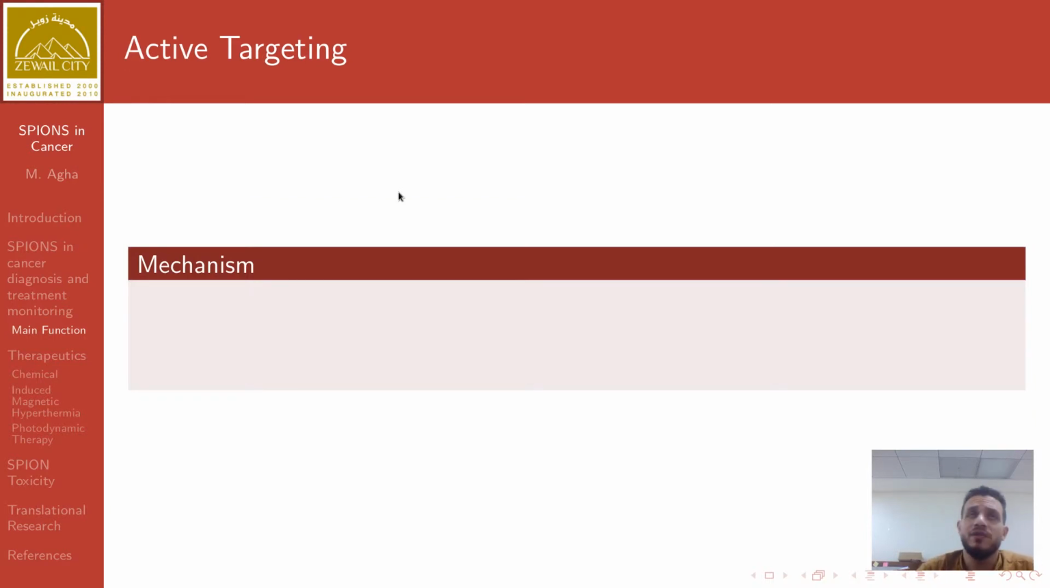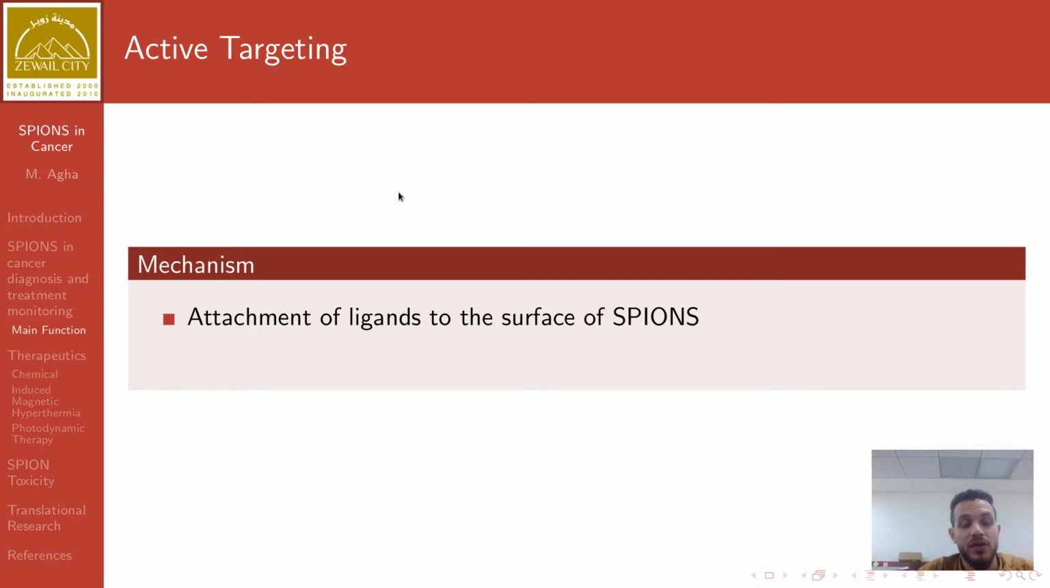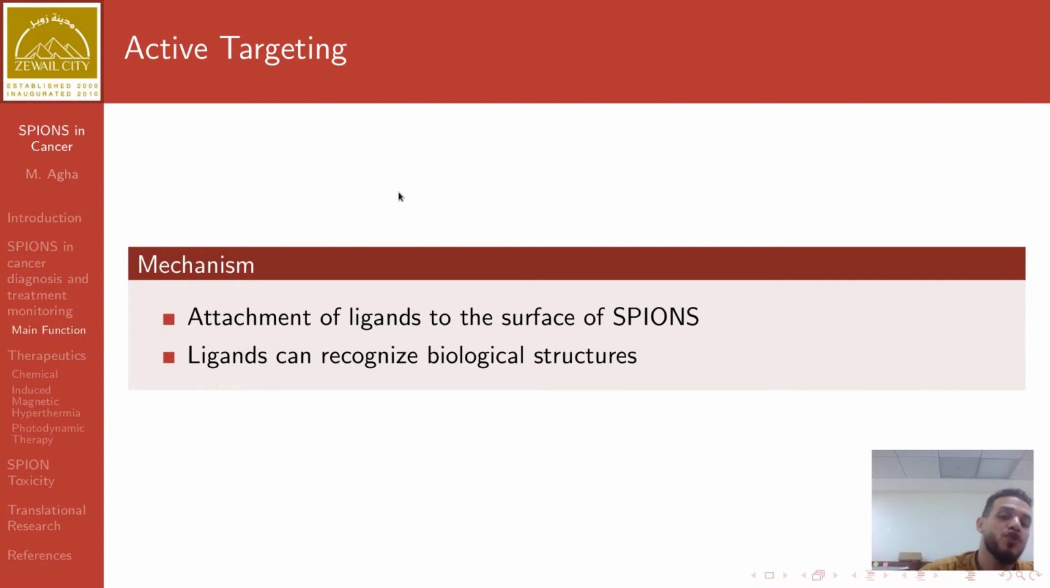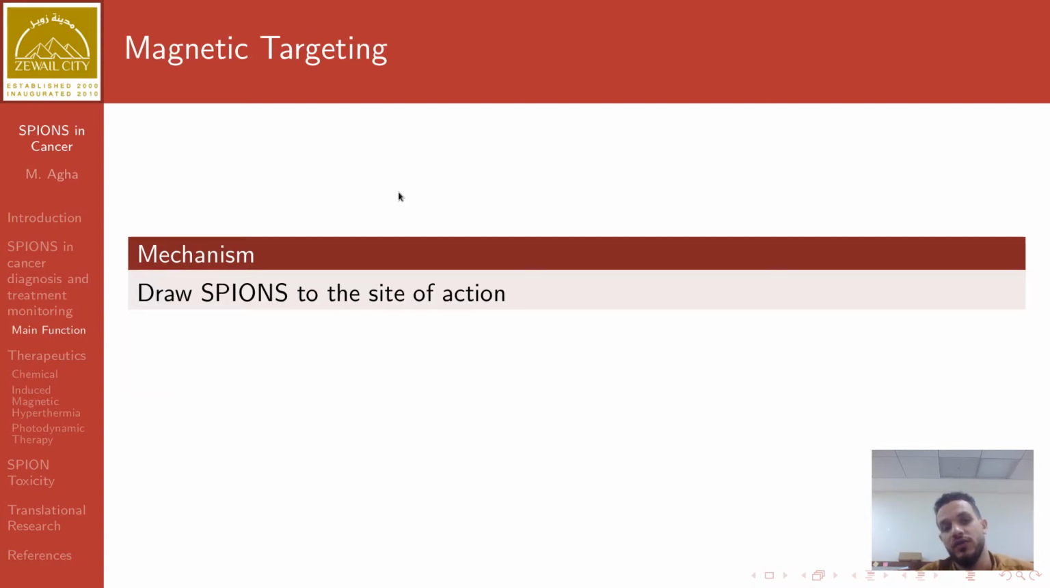To deal with the problems with the passive targeting, we have active targeting. So active targeting, in short, means having a molecule that is like the key to target the cancerous cells. So we make the key attached to the surface of SPIONS. These keys or ligands can then recognize other biological structures.